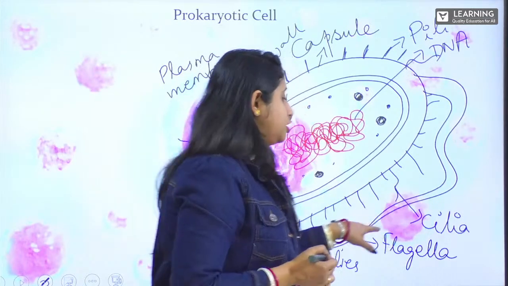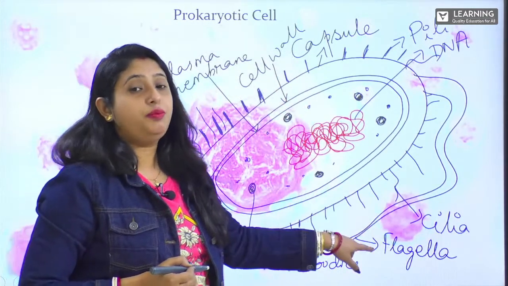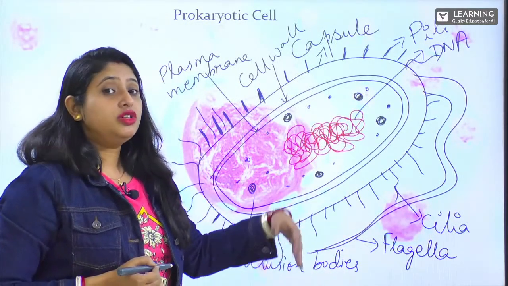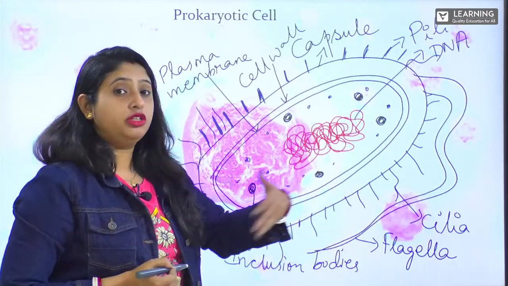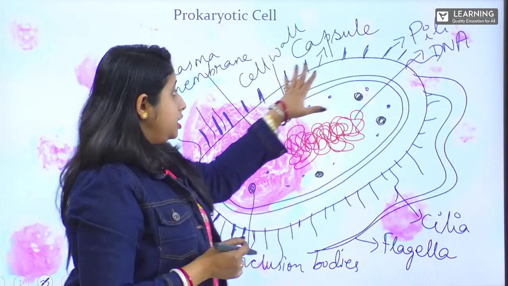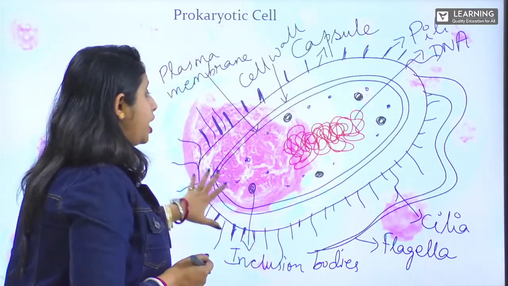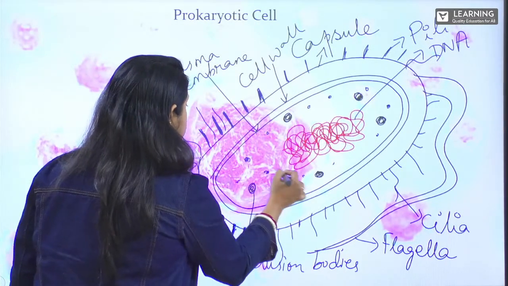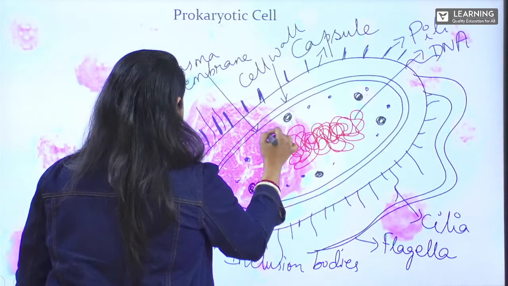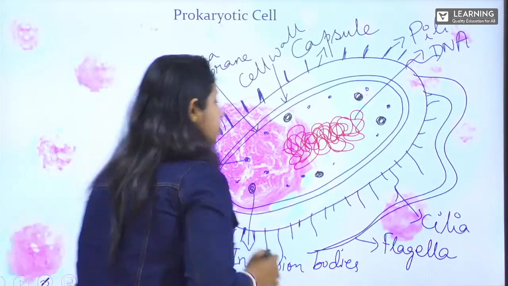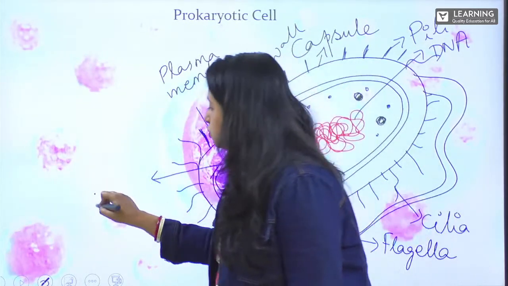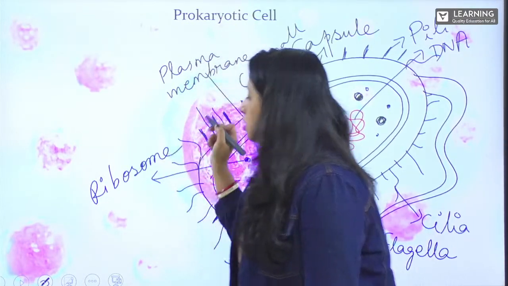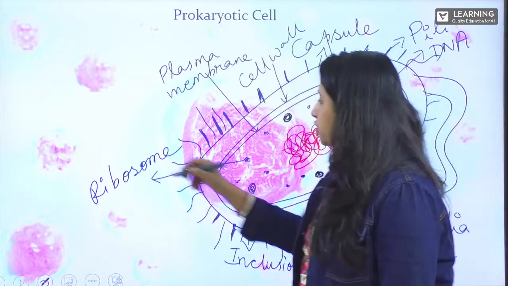And this is the flagella. This helps in the process of movement. Some of the bacteria are motile, so they use the flagella for movement. And it has a capsule, which provides them extra protection. And as you can see, these dot-like structures are the ribosomes. So this is how the bacterial structure looks like.